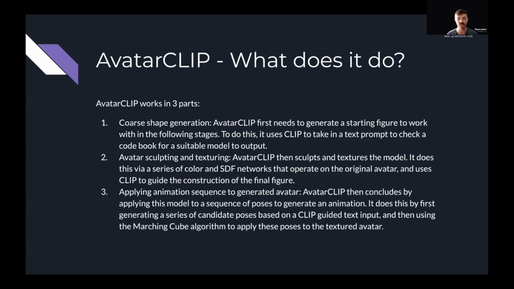First, coarse shape generation. It needs to generate a starting figure to work with in the following stages. To do this, it uses CLIP to take in a text prompt to check a codebook for a suitable model to output. And I'll go into a lot more detail about what this means in the next slide.